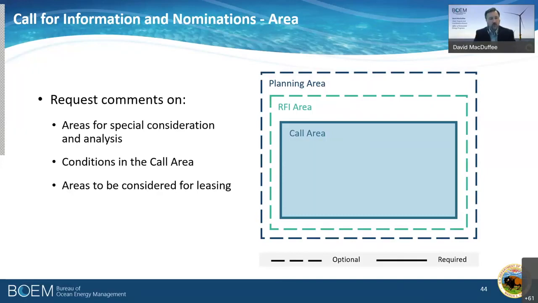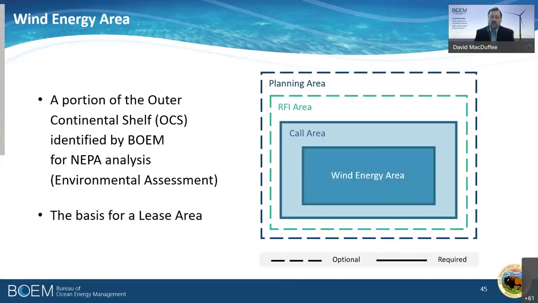And if we click one more, that'll bring us to the end of our process where we may identify wind energy areas. The wind energy area serves really two purposes. It sets the baseline for us to conduct additional environmental analysis under the National Environmental Policy Act, looking specifically at the consequences of issuing a lease. And then it also serves as the basis for identifying a lease area that we would put out to sale.